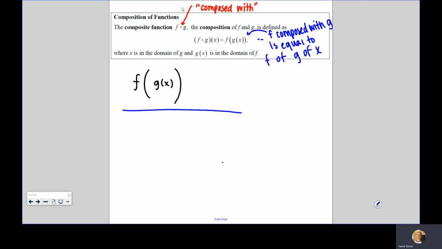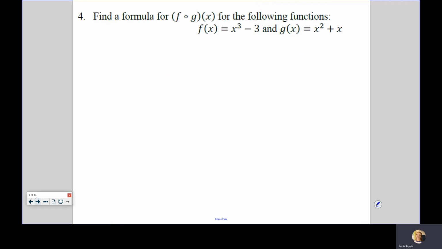So you can have something that looks like f composed with f of x. Or you could have totally different letters. You could have like r composed with s of t. So as long as you see that little circle, that means use this rule, but rename the functions and variables so that they match yours. All right, so let's look at an example. These are pretty easy.